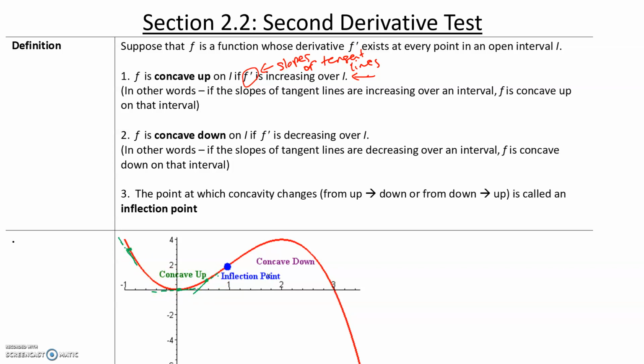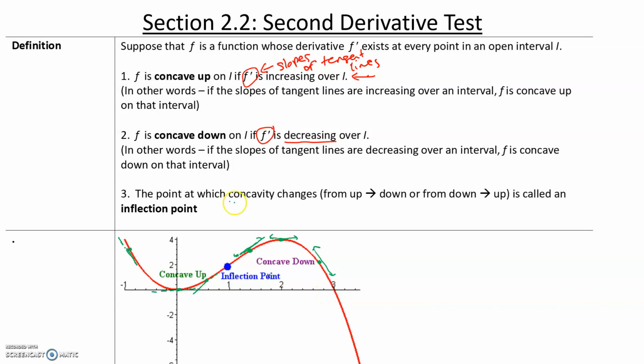On the other hand, f is concave down if f prime is decreasing. So remember, f prime, these are slopes of tangent lines. So the slopes of the tangent lines are decreasing over some interval. So let's take a look at what concave down looks like. In concave down, if I take this point, the tangent line has a positive slope. Over here, the tangent line has a 0 slope. So we went from positive to 0, and then over here, the tangent line has a negative slope. So what's happening here is the slopes of the tangent lines are decreasing on that interval.